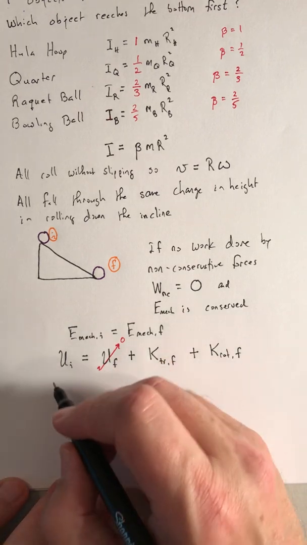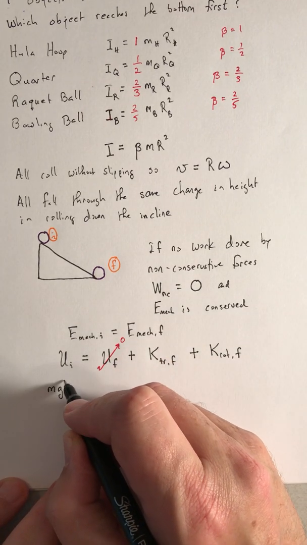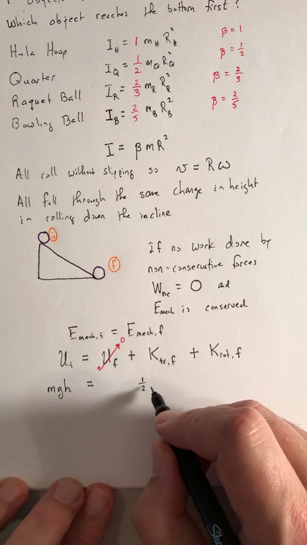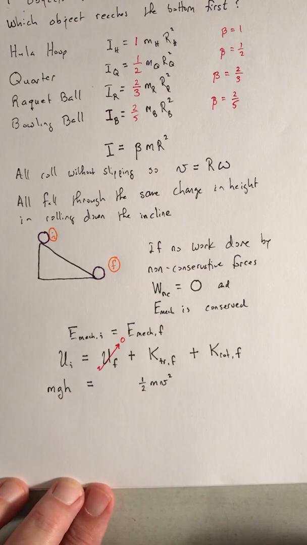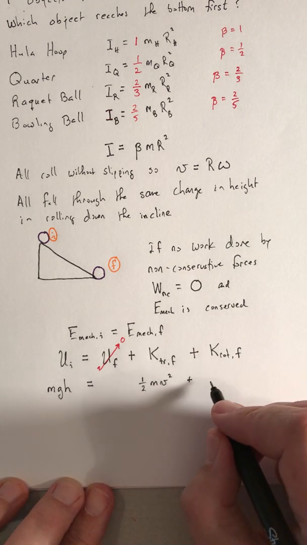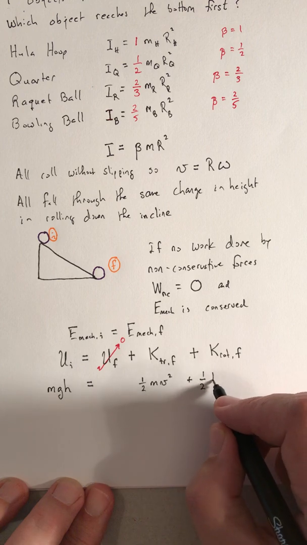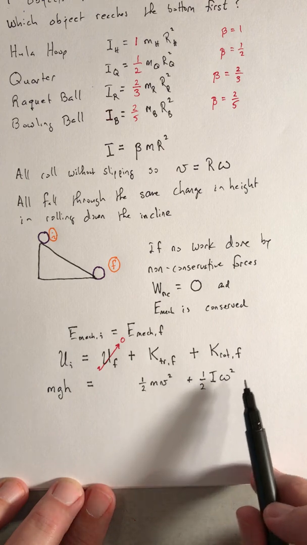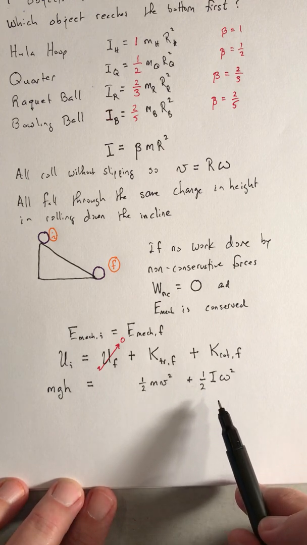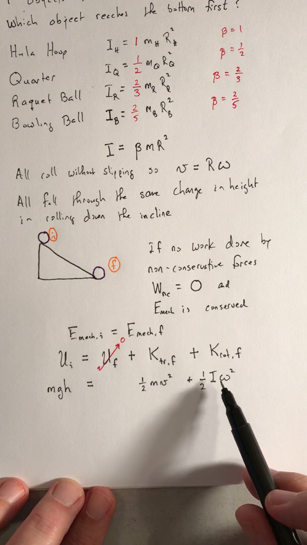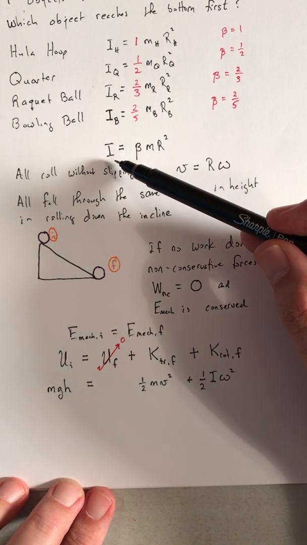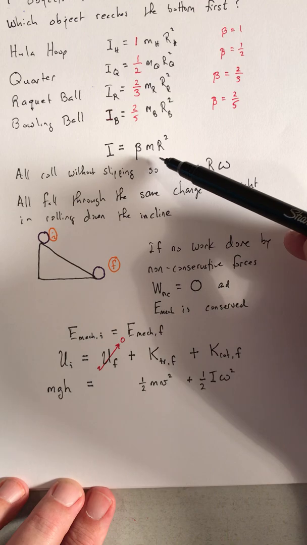So this tells us mgh is going to equal a half mv squared plus kinetic energy of rotation, a half I omega squared. And I want to work on this equation for a little bit. I'm going to let all these rolling objects have the same general rotational inertia. So I'm going to substitute in a rotational inertia I of beta m r squared.